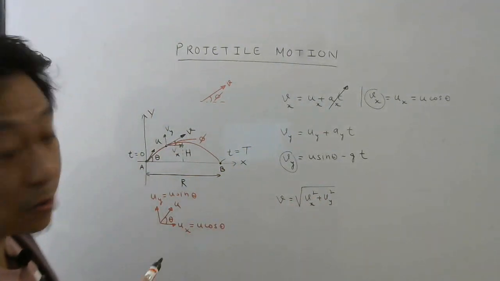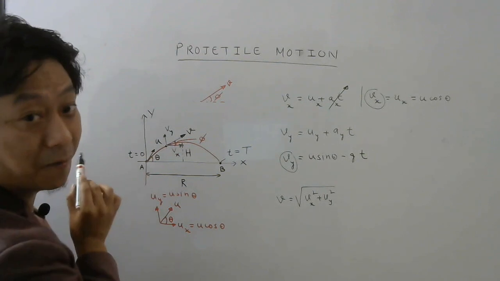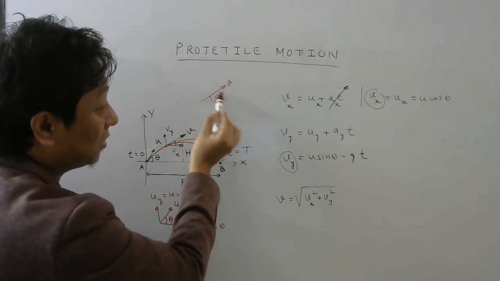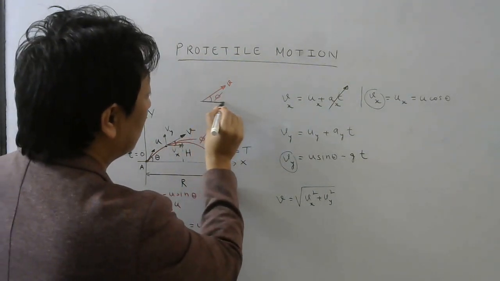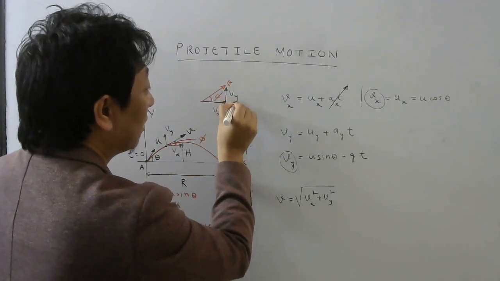And if somebody will ask you to find this angle phi, don't confuse with this angle theta. So if you want to calculate this angle phi, you can see this is the x component Vx and this is the y component Vy, isn't it?